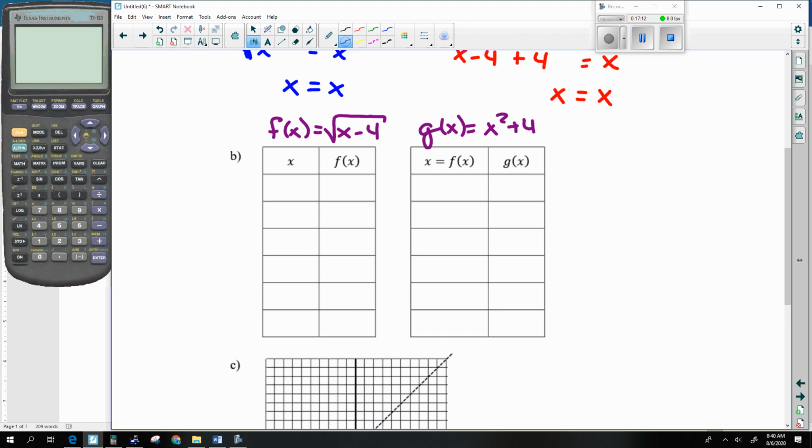So in that case, I'm going to start with something like 4, and then any number bigger than 4 is what I'm looking for. I'll just try to choose numbers that will create good square roots as well.